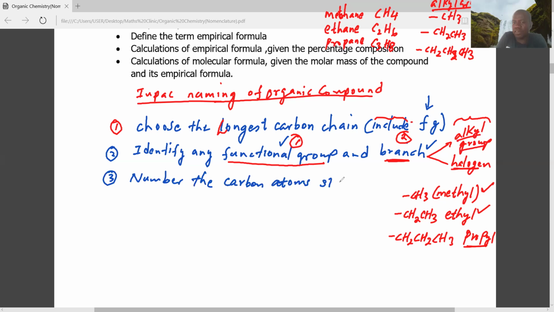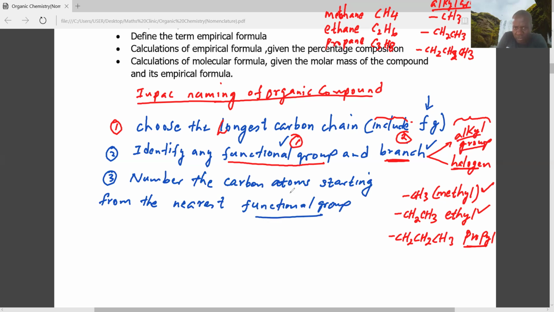Number the carbon atoms starting from the nearest functional group. I'm starting with the functional group, where we can get a functional group faster. It means functional group has priority over branch. So I'm starting with the functional group and branch. So it means functional group takes priority, followed by a branch.